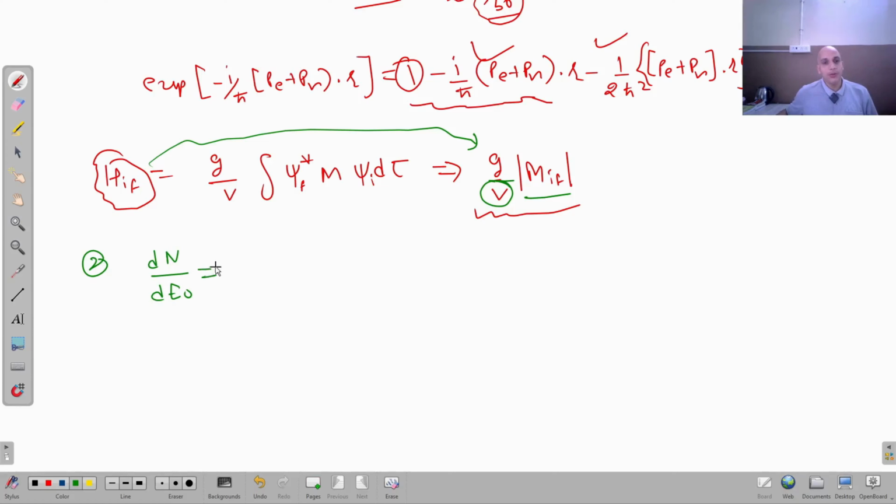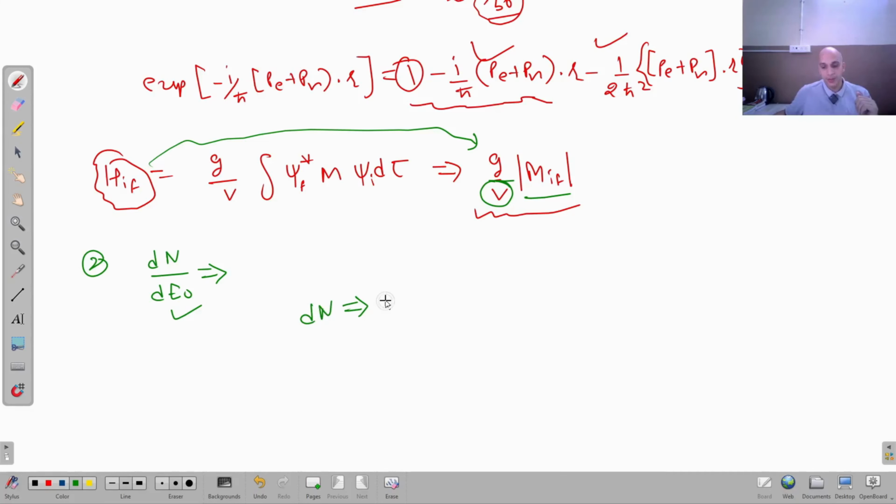So as I told you, dN upon dE naught represents the number of final quantum mechanical states available for the system per unit energy interval, right? As far as dn is concerned, we have the knowledge of it from quantum statistics. You can recall Bose-Einstein and Fermi-Dirac statistics. So dn, we have calculated it there.